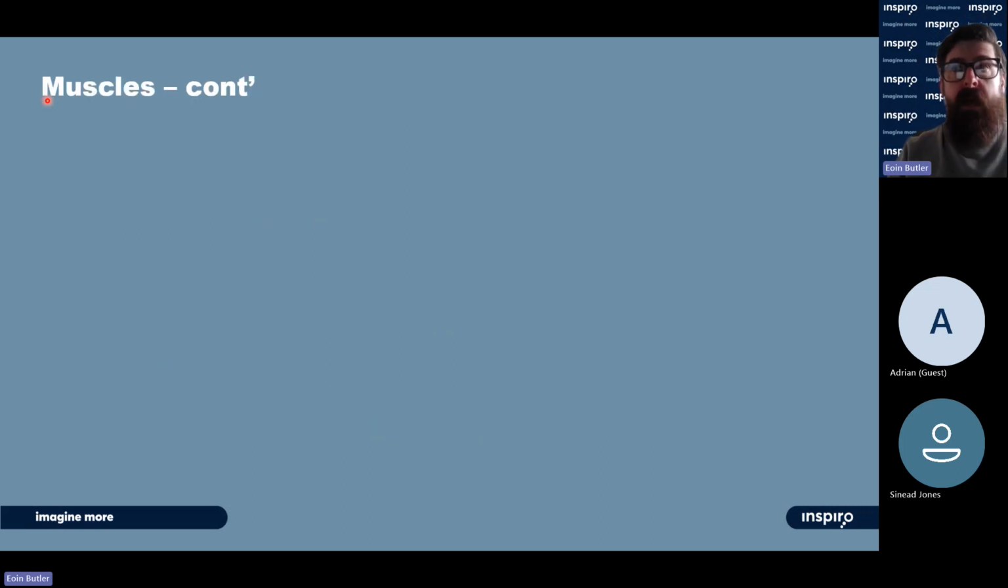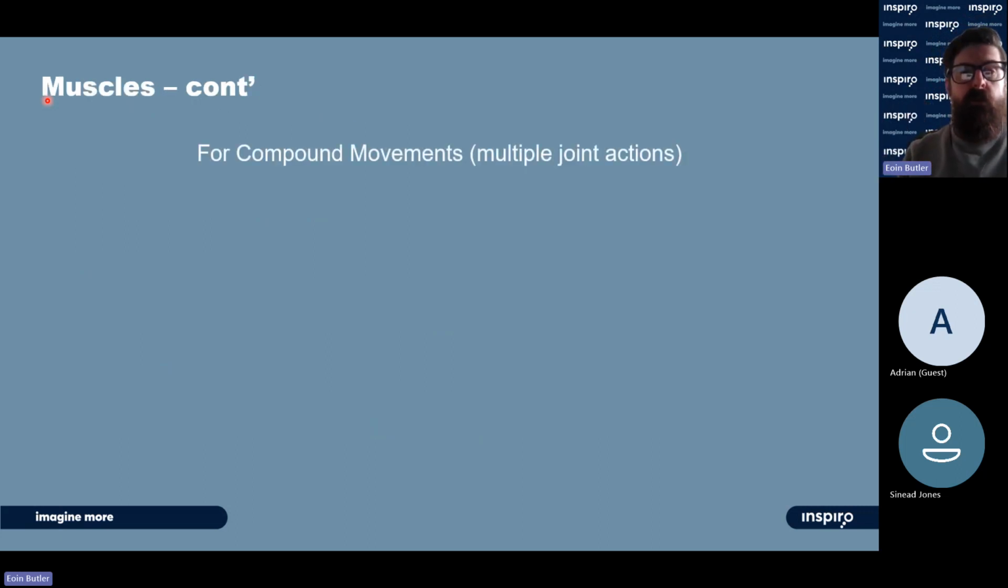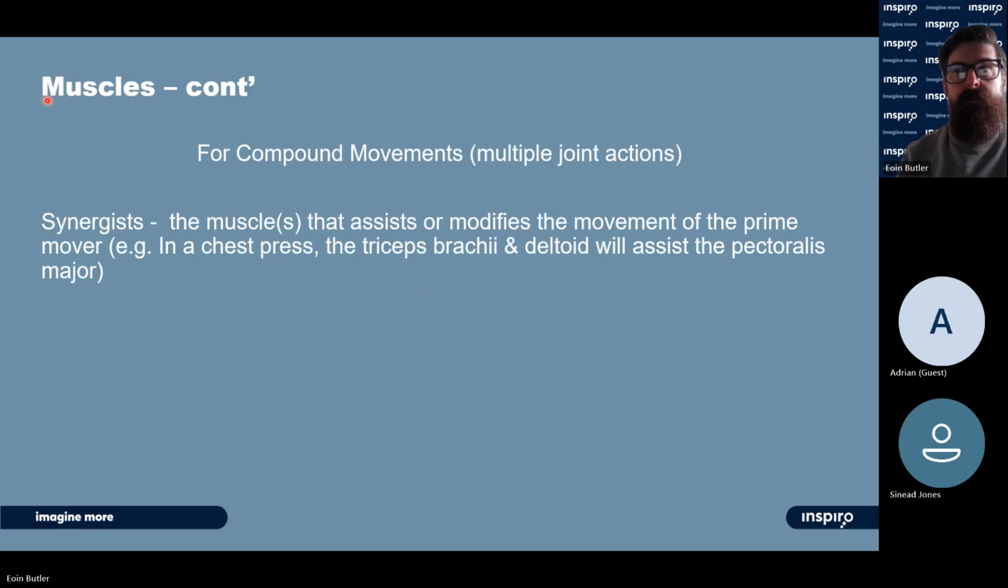If we move into compound exercises, where we've got multiple joint actions, we've also got synergists. The synergists are the muscles that assist or modify the movement of the prime mover. So in a chest press, the triceps brachii and deltoid will assist the pectoralis major. For a chest press, I'm in this position and I'm pushing forwards. As I push forwards, the pectoralis major is my main muscle bringing about the action, so that's my agonist, prime mover, but the triceps and the deltoid are also going to help.